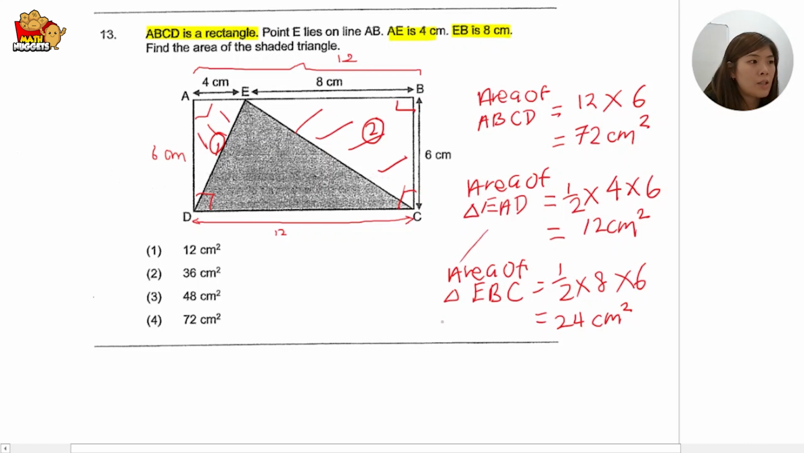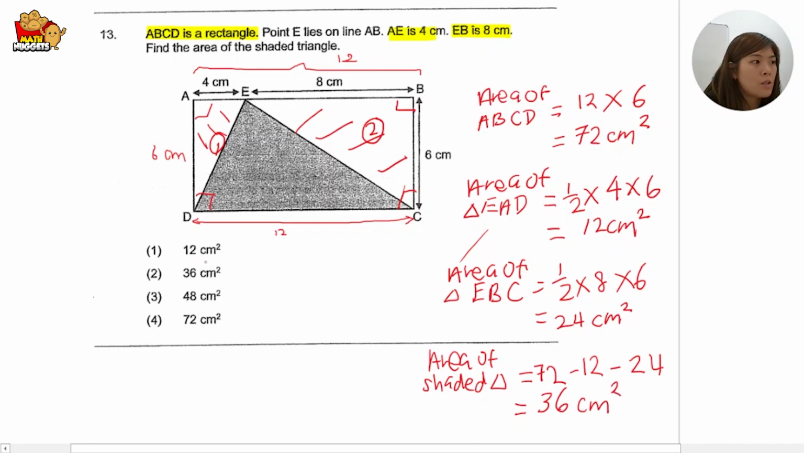area of the shaded triangle. So area of shaded triangle is 72 minus 12 minus 24. This gives you 36 centimeter square, which is option number 2.